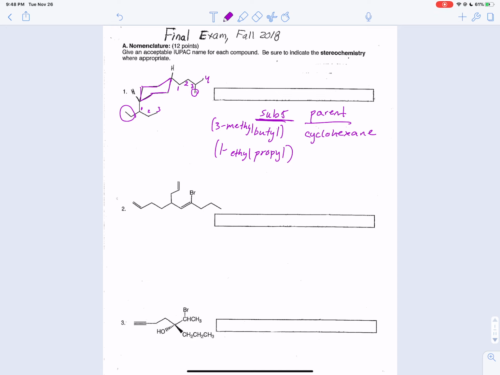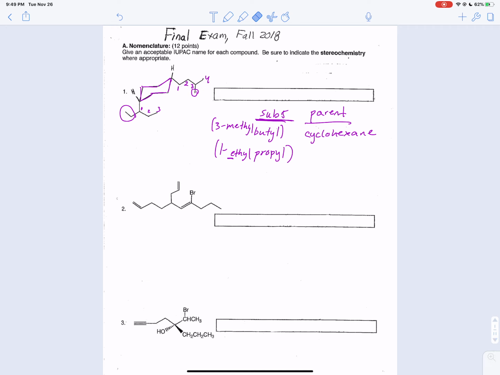And then after that, remember, we're trying to figure out which way we want to number this ring. Are we going to put the 3-methylbutyl as our number 1 carbon, or are we going to put the 1-ethylpropyl as our number 1, okay? And what factor are we going to use here? The alphabet. So E comes before M, right? So that's the one that on our ring we want to make our number 1.